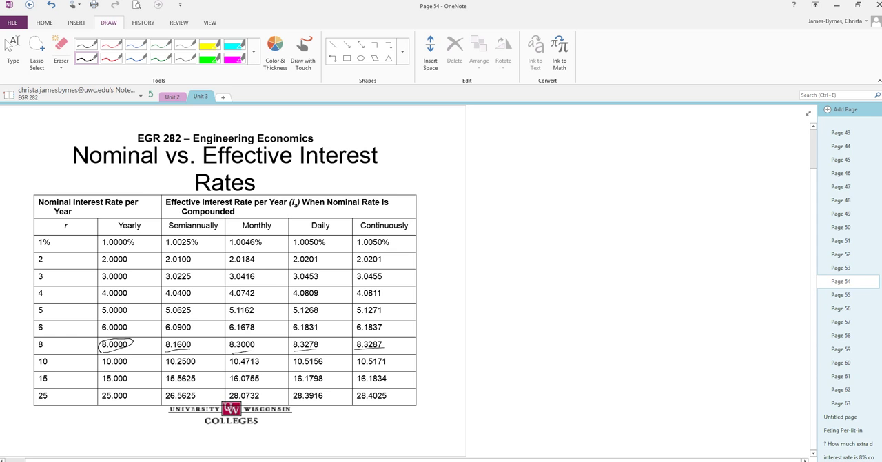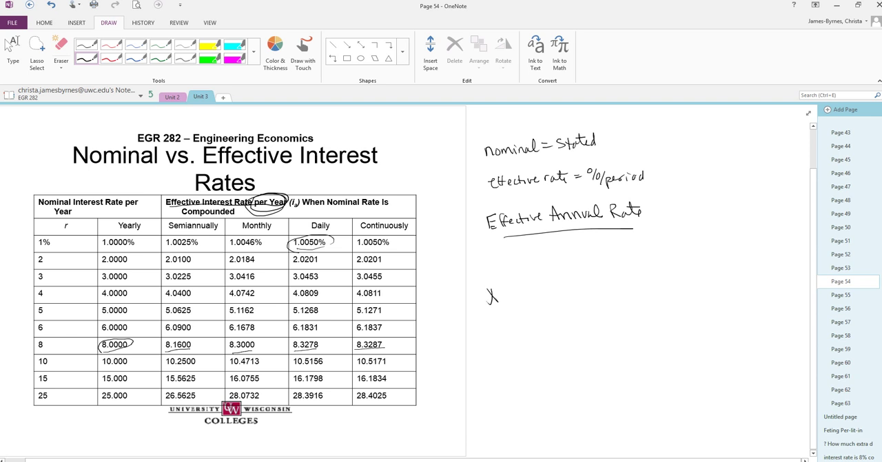Okay, so again, I've got the nominal, which is the stated. Then I, Krista, use something called the effective rate. And that is the percent per period. This calculated rate right here that you're seeing, look what it says: effective interest rate per year. So I'm going to call that the effective annual rate.